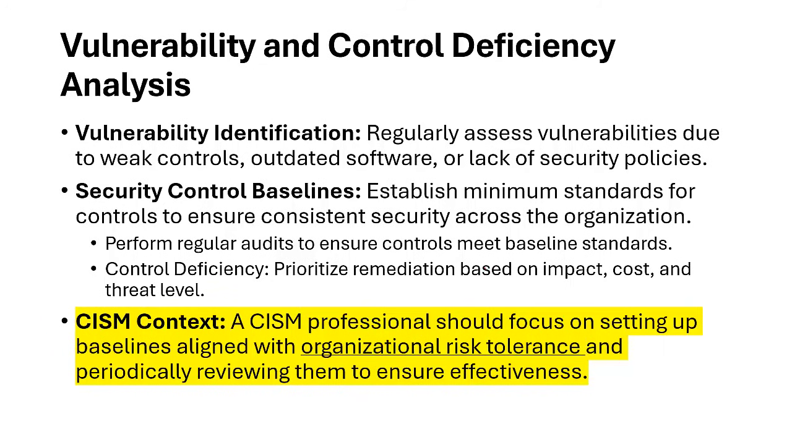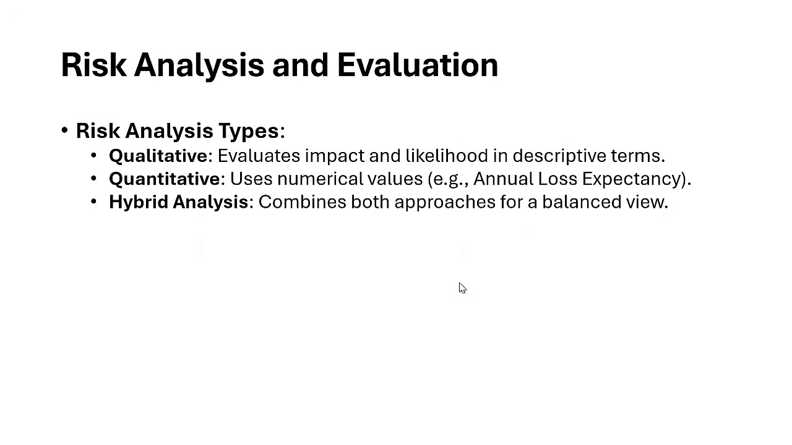Okay. So now we understood we have threats, we have assets, we have vulnerabilities, but we need to understand the level of impact. And here, there are three ways to calculate it: qualitative, quantitative, and hybrid. When you say qualitative analysis, we evaluate the impact and likelihood in descriptive terms like high, medium, low. So if the keywords are impact and likelihood, a descriptive answer, it is qualitative risk assessment.